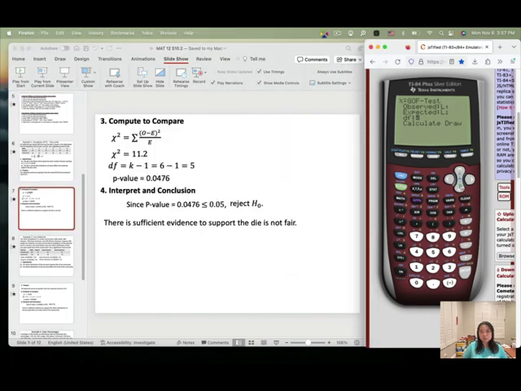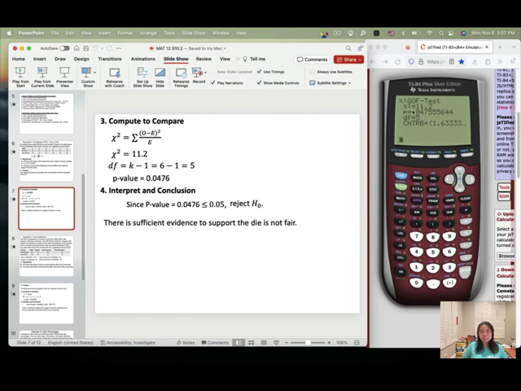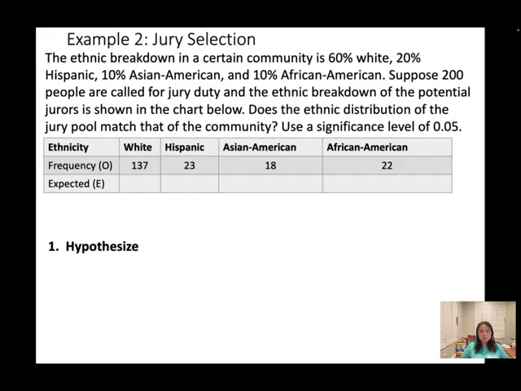Okay. And then go to Calculate. You're going to see my test statistic is 11.2 and then the p-value is 0.0475, okay, 0.0476 here. They have the degrees of freedom. One more time, degrees of freedom, don't trust your calculator, do it by yourself. Okay, so this is the goodness of fit test, and we're working on the equal expected frequency.